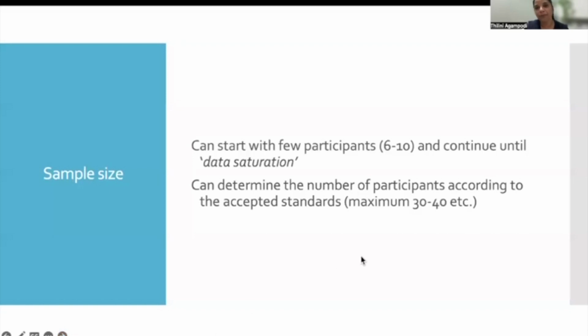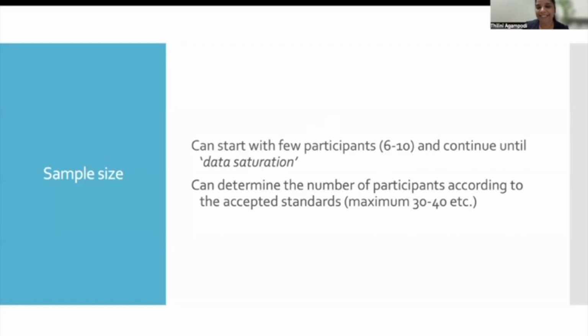So your maximum would be around 60, right? Usually in MPhil and PhD, you limit to 30 or 40 people sometimes. And in simple studies, you can even start from 6 or 10 people. And the point where we limit, the point of limitation, is the point of data saturation, right?